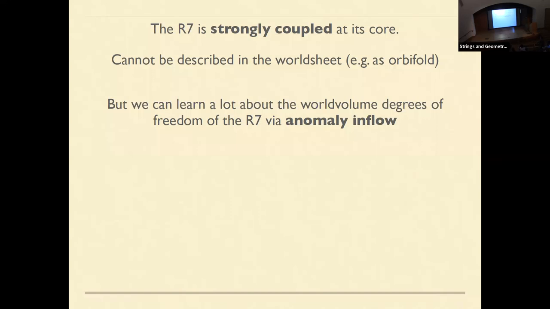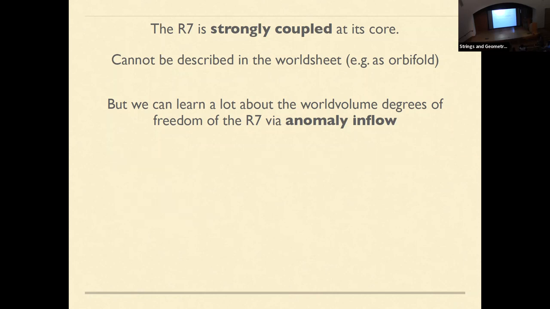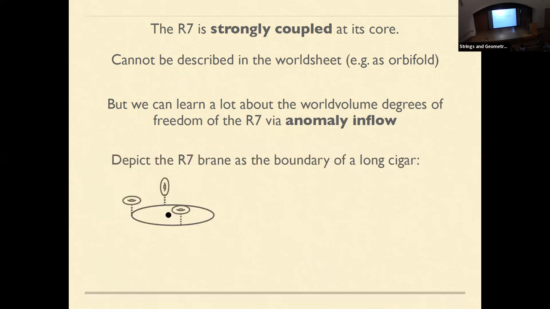I think that's interesting. So first of all, this brane is strongly coupled at its core. You can look at what boundary condition it provides for type IIB supergravity fields, and it's not something you can do in perturbation theory, so it has to be strongly coupled. When we check all possible orbifolds, none of them work. You cannot construct it as a worldsheet orbifold, which makes sense because it's strongly coupled. But you can say something interesting about it using anomaly inflow.